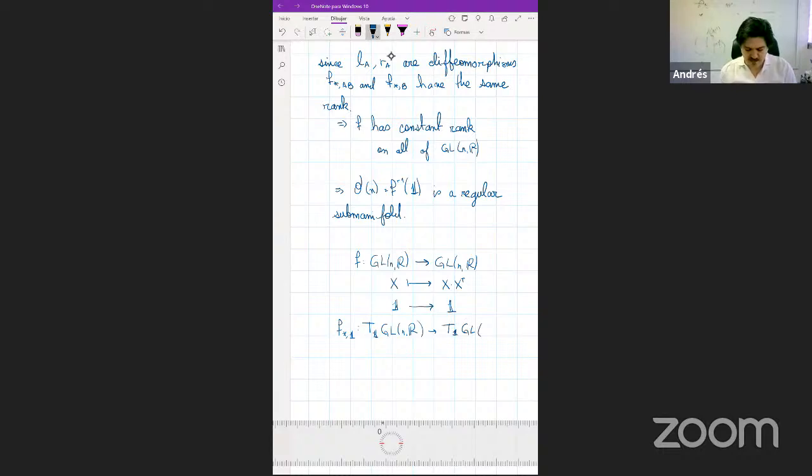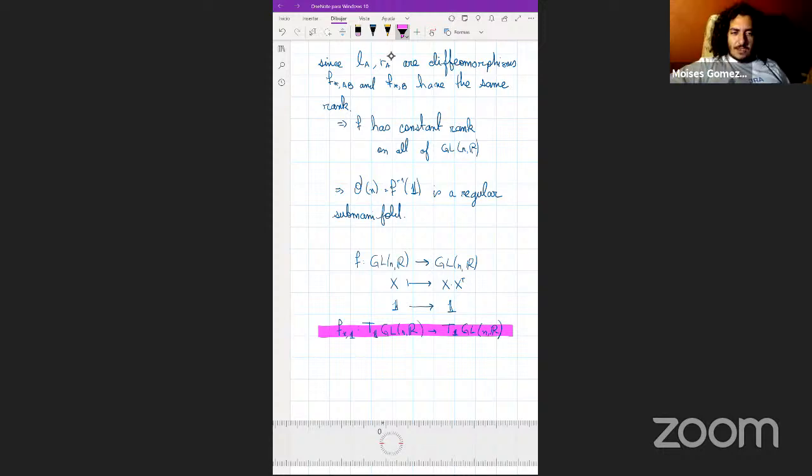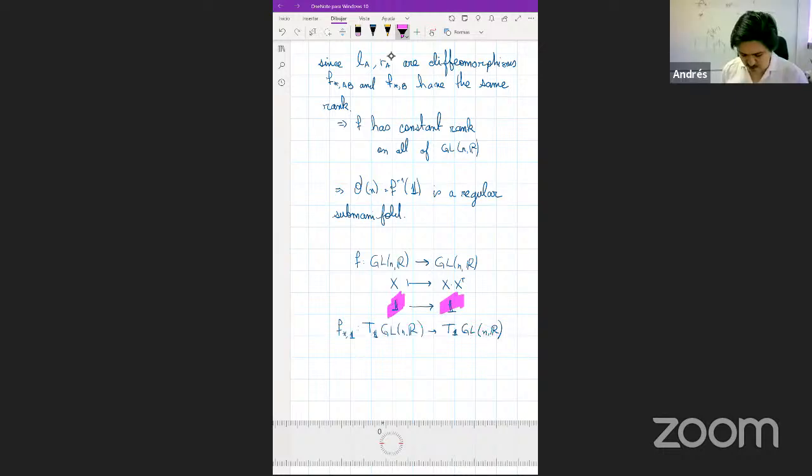Because we have an automorphism like this. So it is better to focus on this linear map to compute the rank of the function. What's the P in this case? The identity matrix, right? The identity matrix goes to itself. I have this and this.